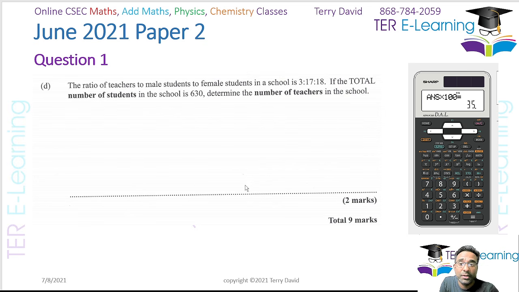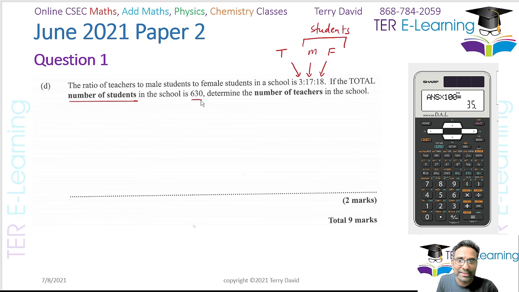Oh, and then we have a next piece here now. So the ratio of teachers to male students to female students. Okay, so they give us a ratio. That's 3 to 17 to 18. So this here is teachers. This one here is male students, right? And this 18 here is female students, right? So therefore, this figure, male to female here, this represents students, right? Now, the total number of students is 630, right? So the total number of students is 630. Determine how many teachers in the school.